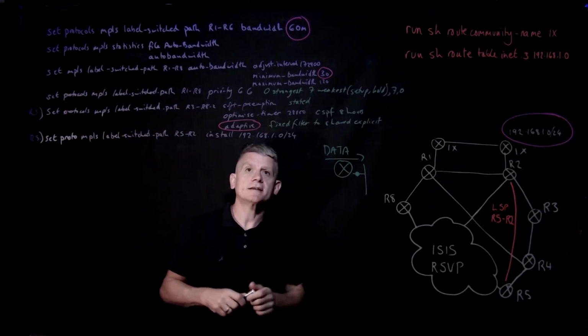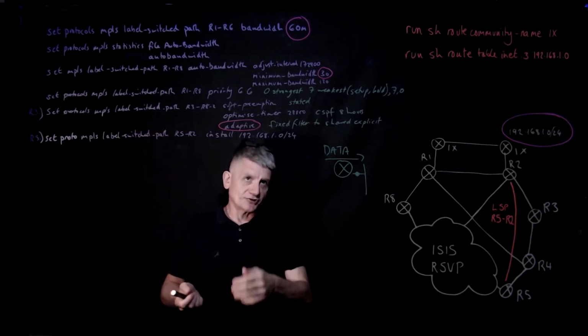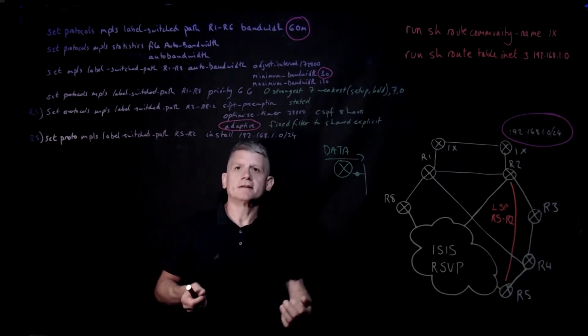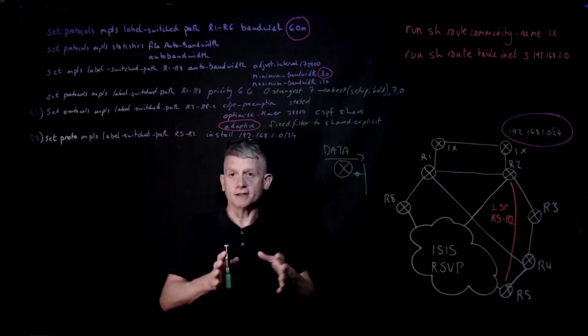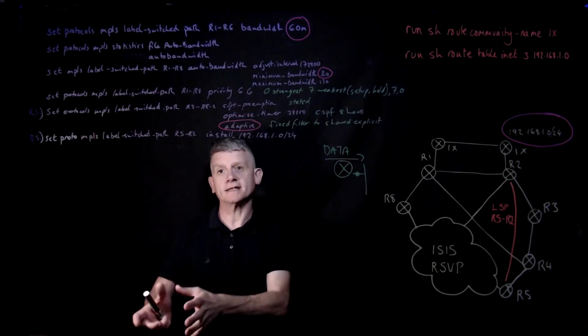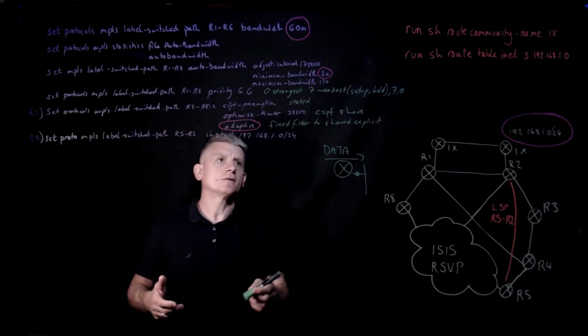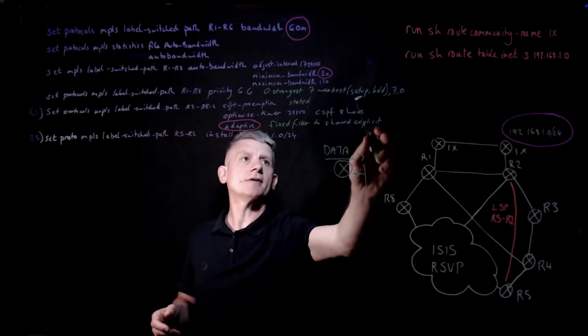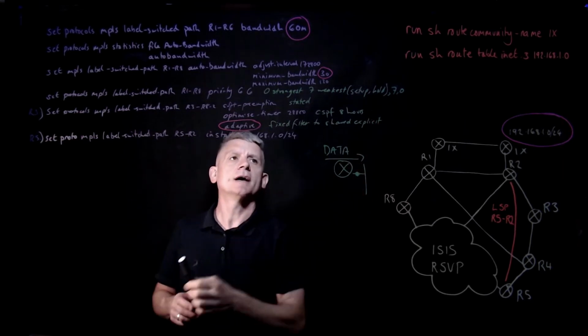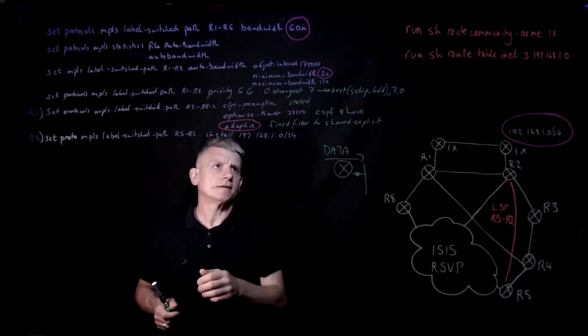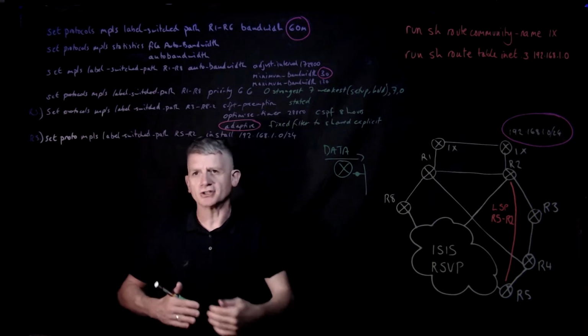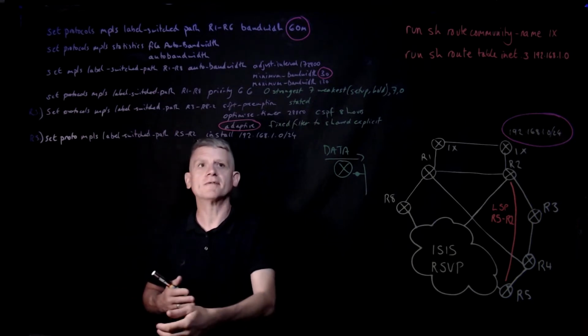Got priority next. 0 is the strongest and 7 is the weakest. This allows a new path to overtake an existing path. So by default, they're set to 7 and 0 for the setup and for the hold. And what that means is that with a setup of 7, it's designed that a new path can't throw off an old path.